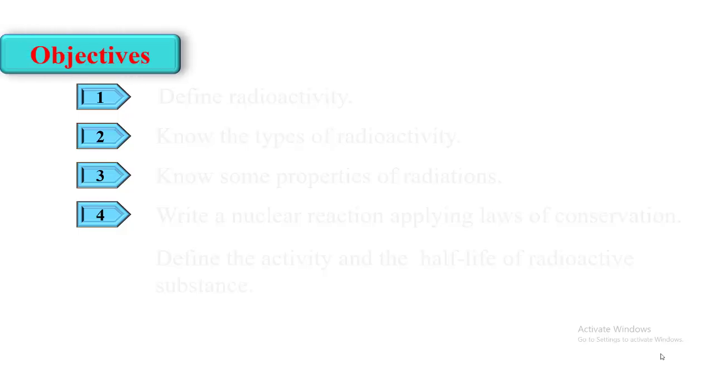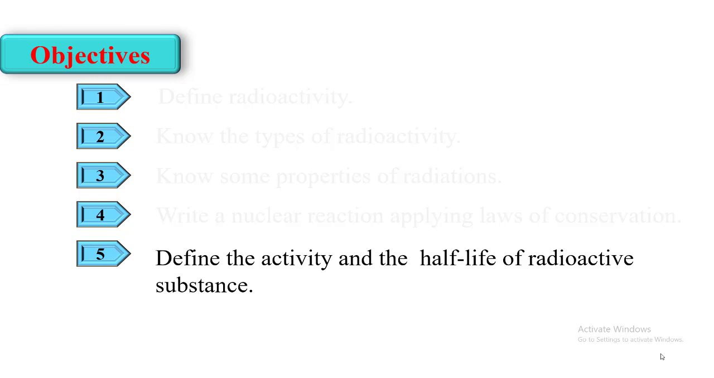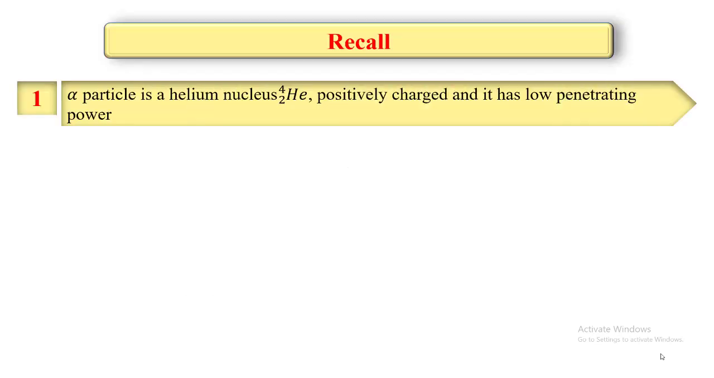The objectives of this video are to define activity as well as the half-life of a radioactive element. In the previous video, we discussed the types of decays. We have seen that alpha decay takes place when a helium particle is emitted, and it is positively charged, and also it has low penetrating power.